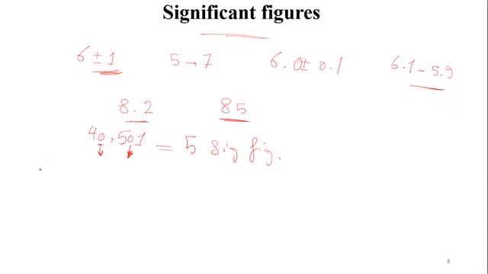Now, if I look at 0 on the left, 0 on the left would be non-significant, which means if I have numbers like 0.08, I have the zeros on that side, which is the left side. So how many significant figures do I have here? It would be only one significant figure.